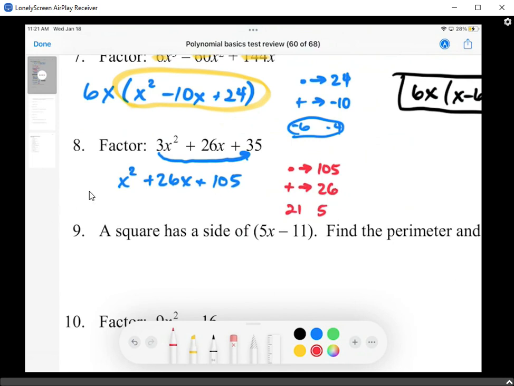So that means this blue polynomial, this modified version of it, breaks down into x plus 21 times x plus 5. Well, don't forget that in our original, we sent this 3 down here and multiplied it.